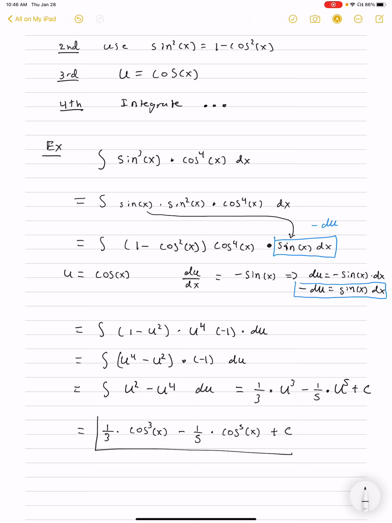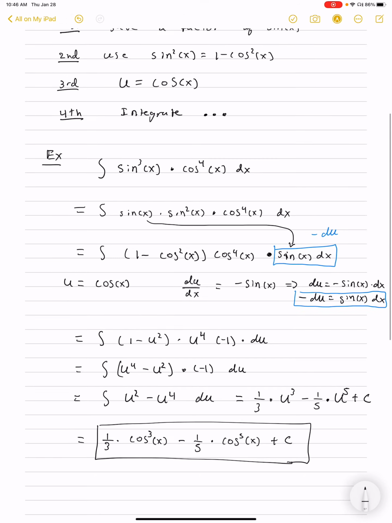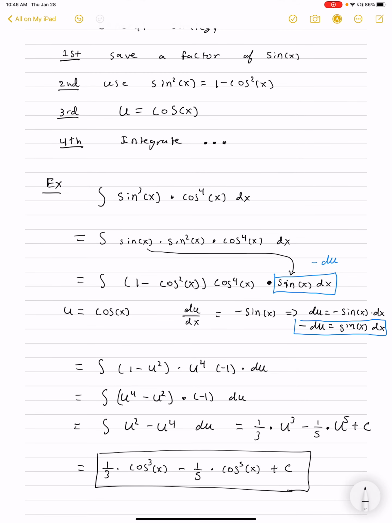And this is our general strategy for integrating a trigonometric integral with an odd power for sine of x. So remember, first we save a factor of sine. Second, we use the identity sine squared of x is 1 minus cosine squared of x. Then we perform a u substitution, which is u is equal to cosine of x. And lastly, we integrate. And we worked through this example.